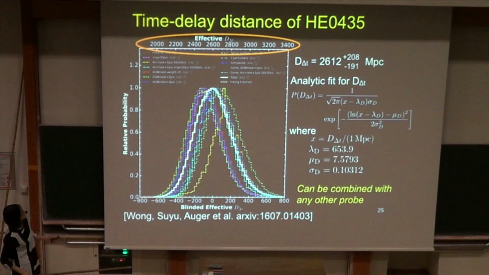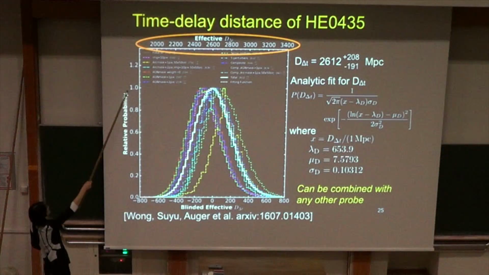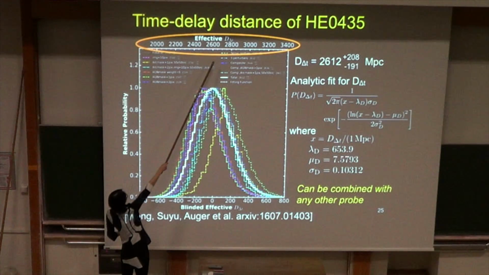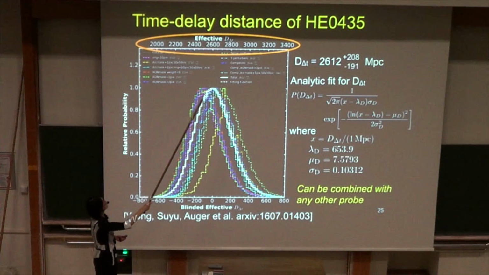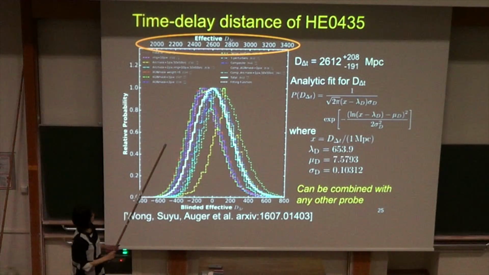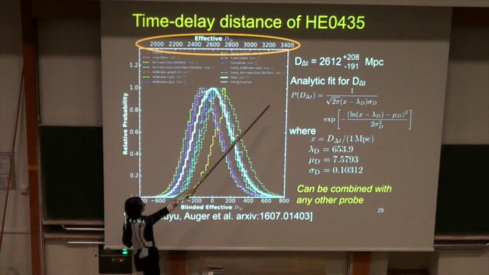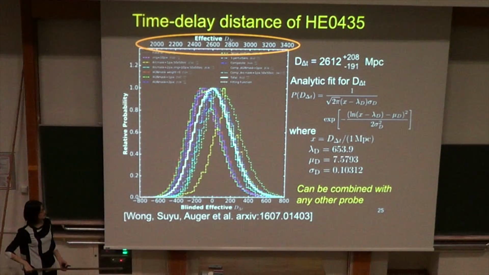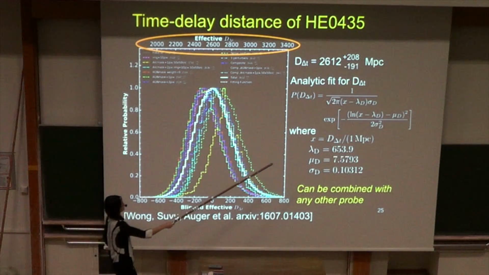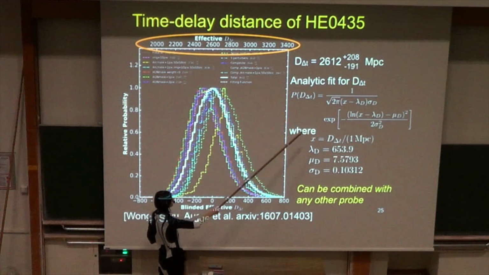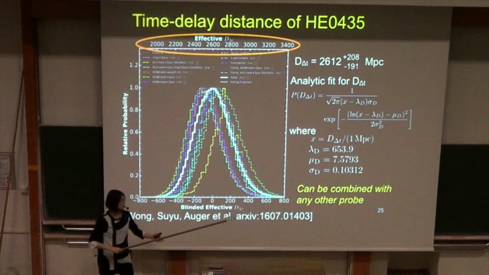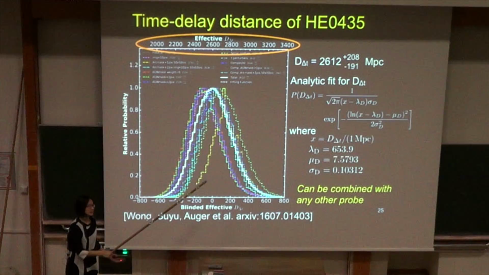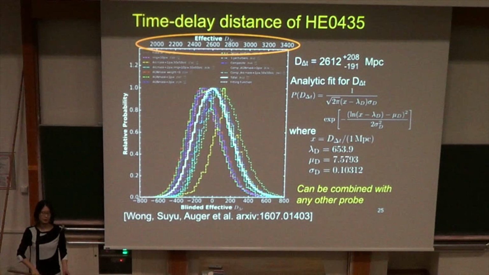And here are the unblinded results at the top. So this is now the unblinded, so no longer offset from zero, the effective time delay distance. And fortunately, it's not negative. This time delay distance of this system is around 2,600 megaparsecs. And we provide an analytic fit to the probability distribution with these fit parameters so that anybody can actually use this distance measurement and combine with their favorite cosmological probe.